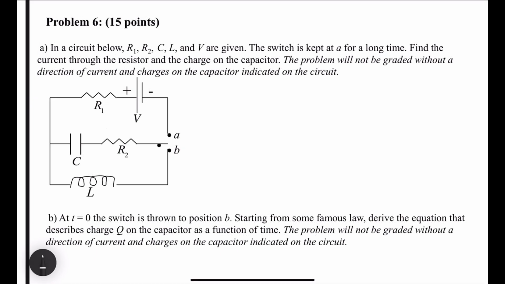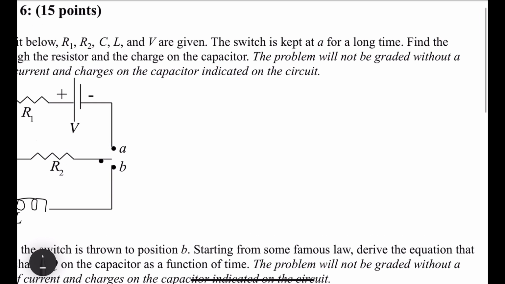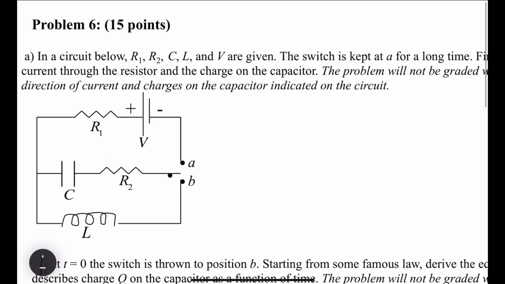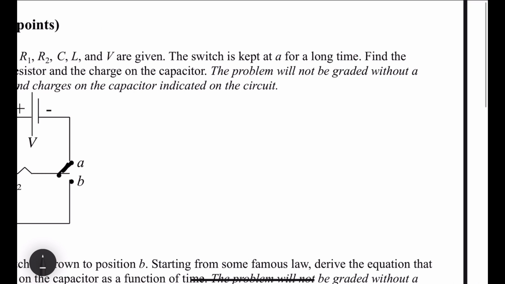For number 6, in the circuit below, we're given all of these constants. The switch is kept at A for a long time, and it wants us to find the current through the resistor and the charge in the capacitor. Now the key thing in this part A is that it said it's kept at the point A, like this, for a long time, which means it's in steady state.